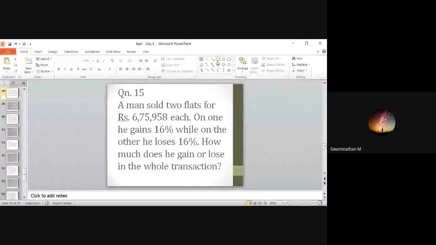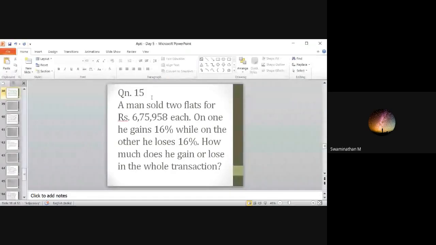A man sold two flats for rupees 6,75,958 each. I repeat, a man sold two flats for rupees 6,75,958 each. So don't think it is too big or that it is not easy to solve. You don't need this value at all. It is just for confusing.